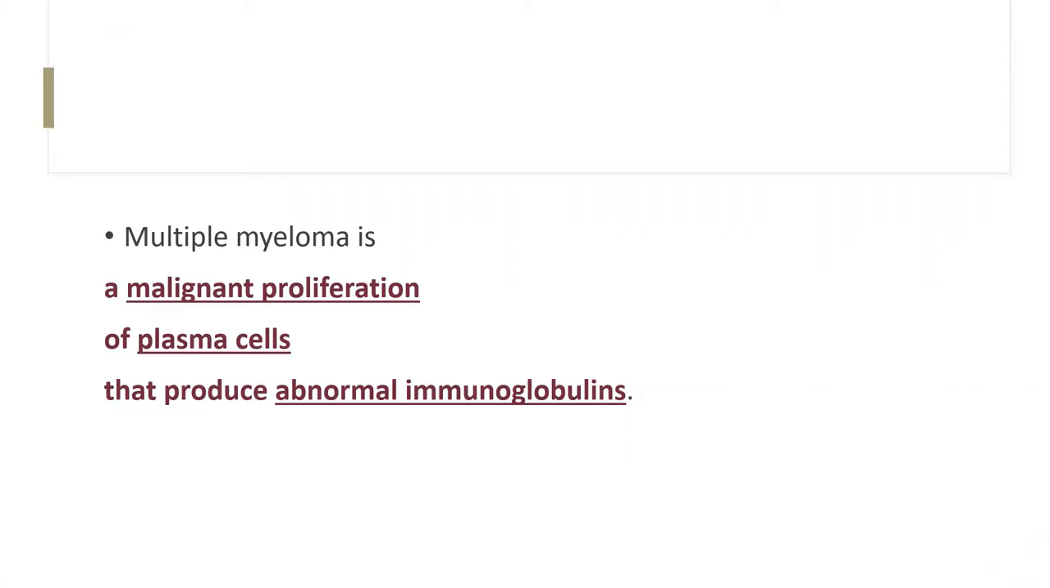Multiple myeloma, by definition, is a malignant proliferation of plasma cells that produce abnormal immunoglobulins. In simpler terms, it is a cancer of a particular type of blood cells known as the plasma cells. Now let me explain this to you.